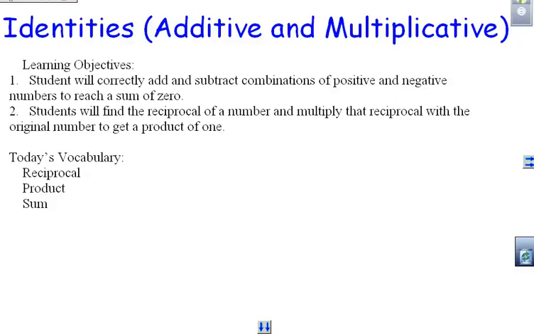Okay, so what I usually do is give you a rundown of what we're going to be doing in the front so you kind of know what you're looking out for. The number of learning objectives is pretty closely related to the number of types of problems you'll be working on, so you can expect 2 types of problems a day. Number one has to do with adding and subtracting combinations of positive and negative numbers that reach a sum of 0, and then the backside of your homework will be finding the reciprocal of a number, multiplied by the reciprocal to get the original. So you're looking for 2 types of problems.